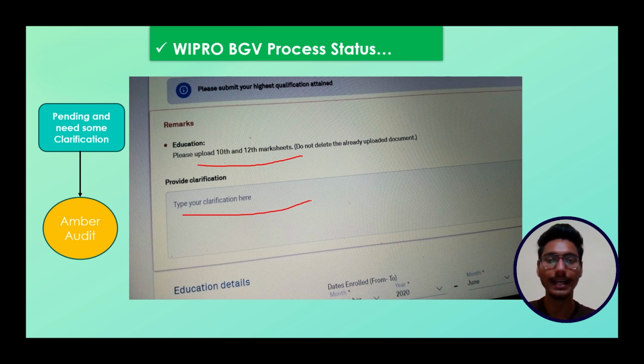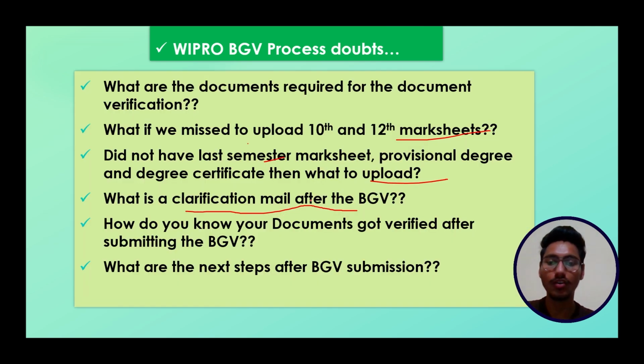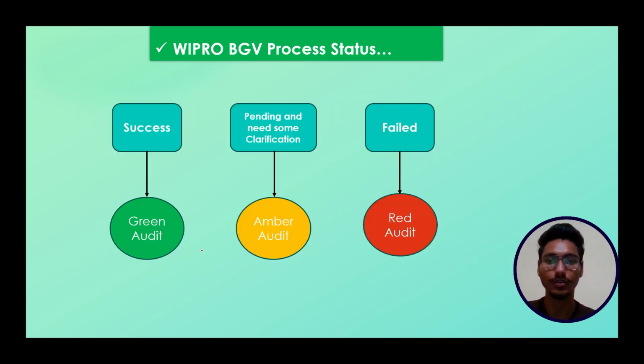So you will get any type of clarification mail, like for address, or any type of pending document. And now move to the most important part: how do you know your documents got verified after the BGV? Firstly, I will tell you how many types of BGV process status there are.